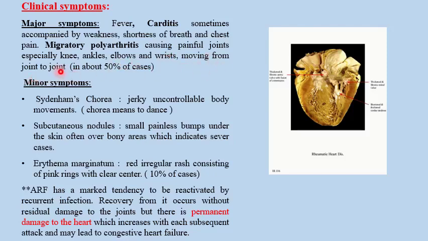moving from joint to joint. That's why we called it migratory; it moves from place to place. That's just to say the person begins to suffer pain in his left knee, for instance, then it goes to the right knee, then it goes to the ankle, and so on. So it doesn't stay in one place. It is migratory. It is moving from one place to another.